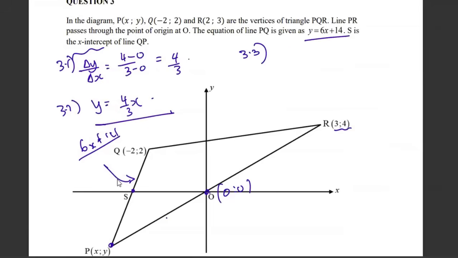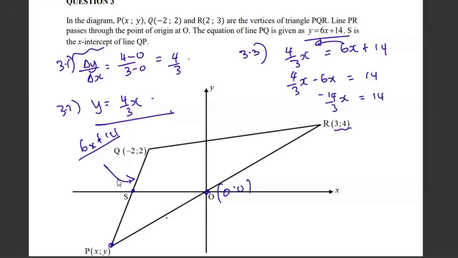Okay, so 4 over 3x should be equivalent to 6x plus 14. Let's move the 6x to that side. So 4 over 3x minus 6x is equivalent to 14. When I do the subtraction, I'm getting negative 14 over 3x is equal to 14, meaning that our x is going to be negative 3.